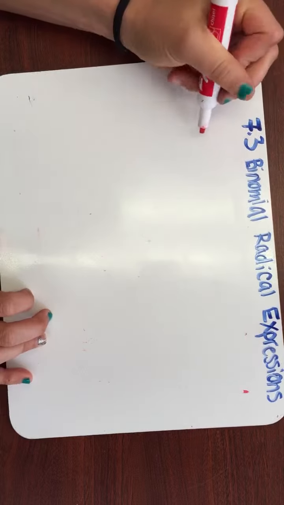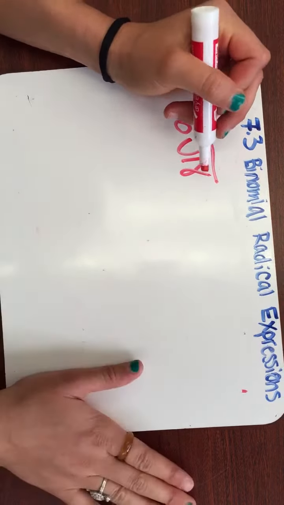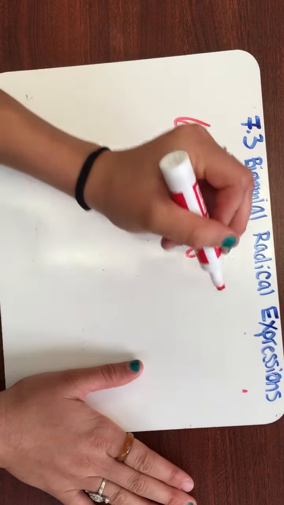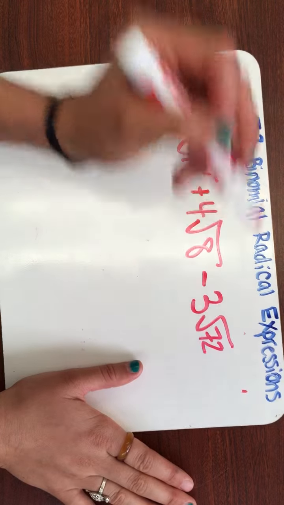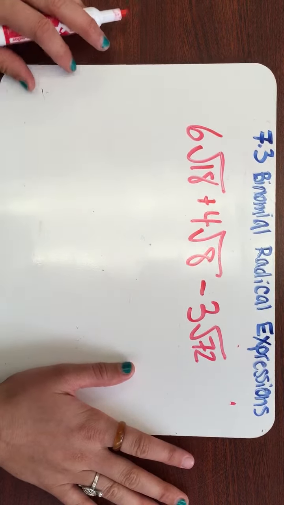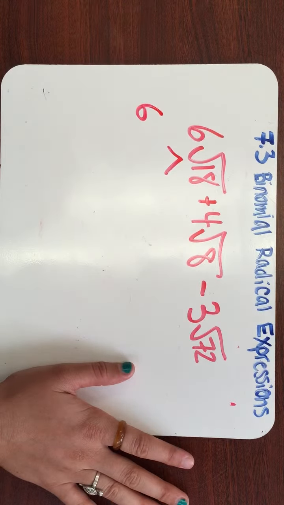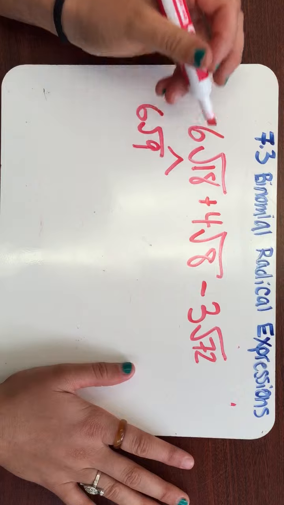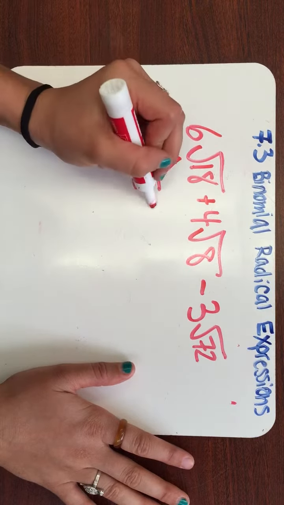For example, if I have 6 square root of 18 plus 4 square root of 8 minus 3 square root of 72, then we can simplify all of these. I can break up the square root of 18 by saying, what is a perfect square that goes into 18? 9 is a perfect square and it also goes into 18. So 9 times 2 will give me 18.